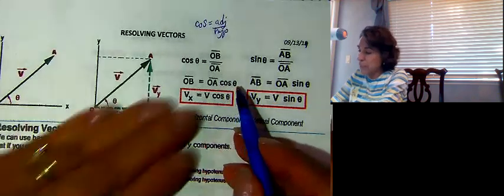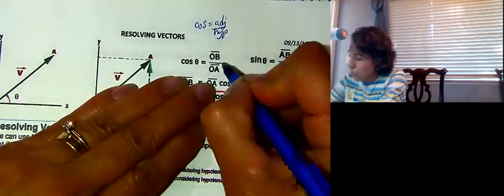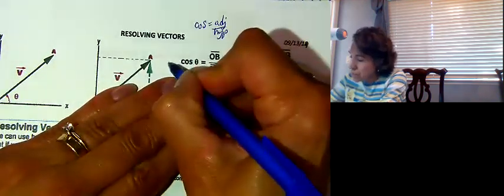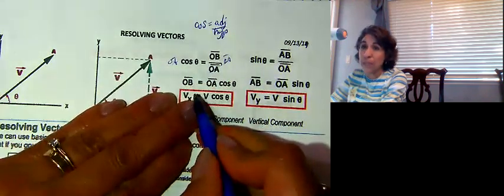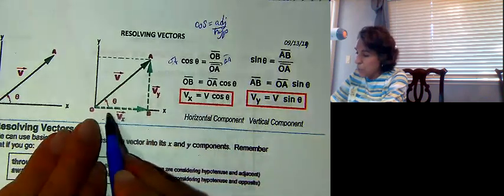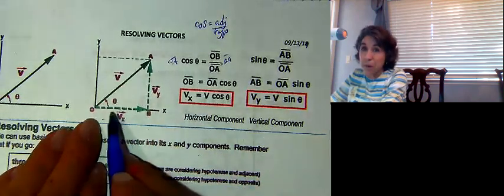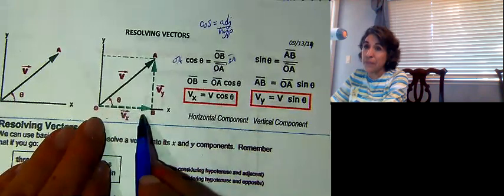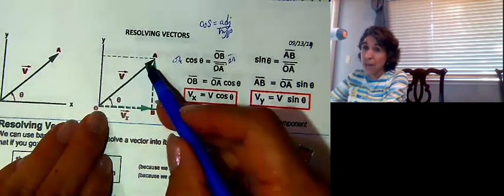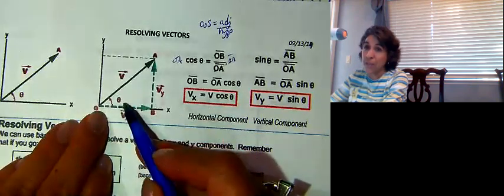And I get OB is equal to OA cosine theta. Again, what do they do here? Multiplied OA to both sides, OA's cancel out, and I end up with OB, which is this part right here, the magnitude of the x component. And that's equal to the magnitude of this vector times the cosine of theta.